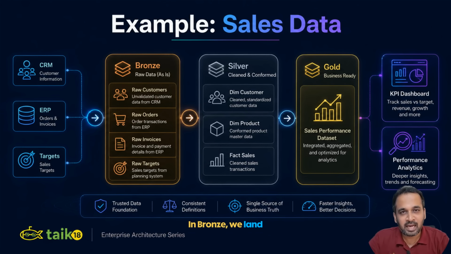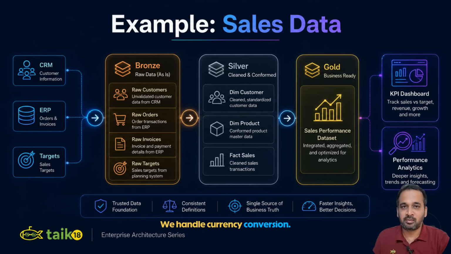In bronze, we land raw CRM opportunity data, ERP invoice data, and Excel sales target files. This data is close to how it arrived from the source. In silver, we clean and standardize it. We align customer IDs. We standardize product codes. We validate dates. We remove duplicates. We handle currency conversion. We map sales regions.